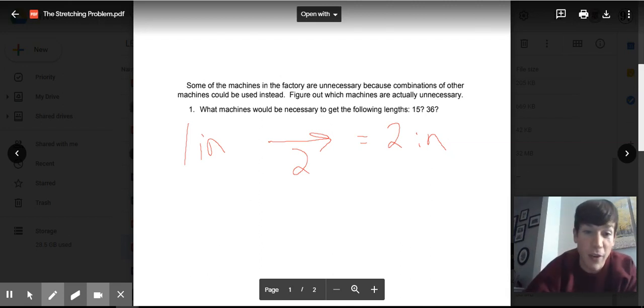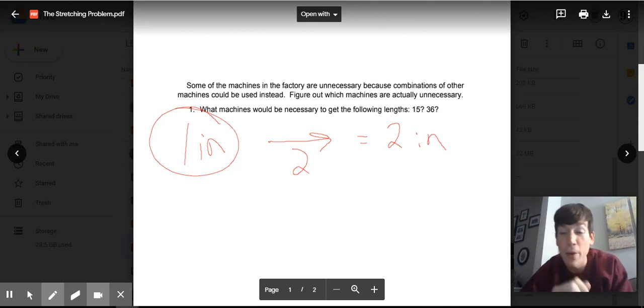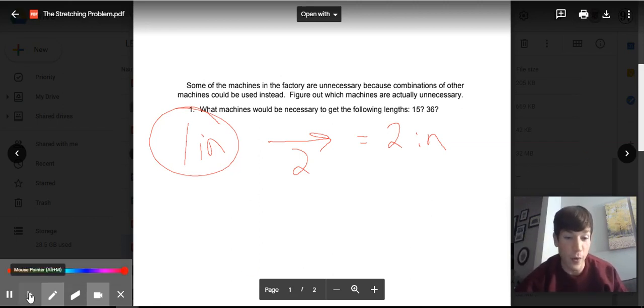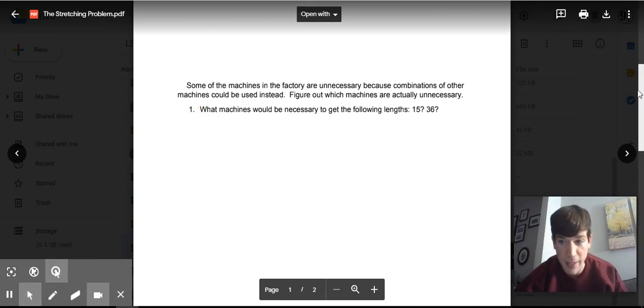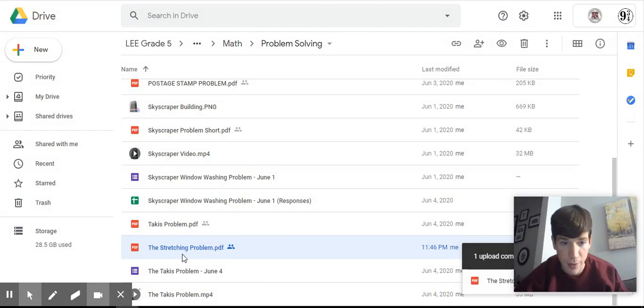You can use the same machine over and over if you need to, but remember the goal here is to start off with our 1-inch piece, put it through machines that we have to have, and get to 36. And remember, those necessary machines are going to be our prime numbers. Now, so you're looking for what are the necessary machines for 15? What are the necessary machines for 36? Now, let me explain these last two questions for you here.